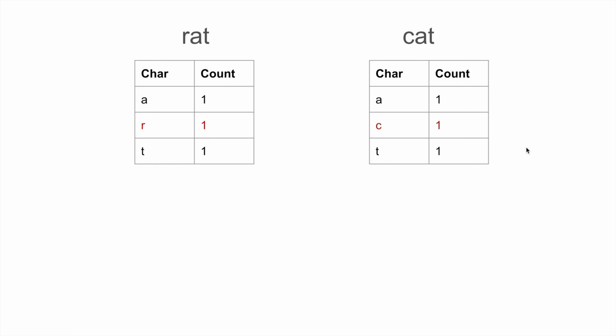Let's take a look at another example. These two strings have one different character count. Red has R and cat has C, so they are not valid anagrams.